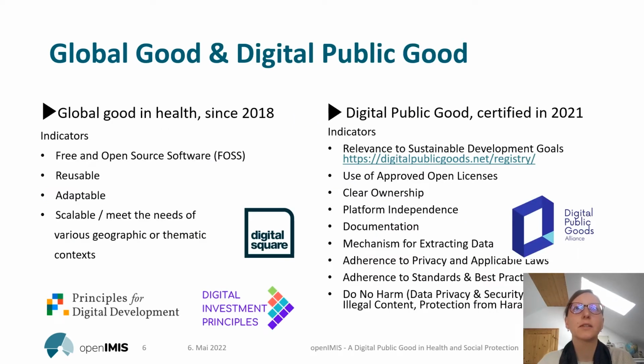openIMIS is a recognized digital public good by the Digital Public Good Alliance since 2021, and it's listed in the Digital Square's Global Goods Guidebook since 2018. Digital public good is a term in international cooperation which is used to describe the digital tools that can be adopted to help address key challenges across different countries and contexts. For example, in health and social protection, but also in the context of climate change and education. Digital public goods aspire to overcome fragmentation, duplication, and vendor lock-in.